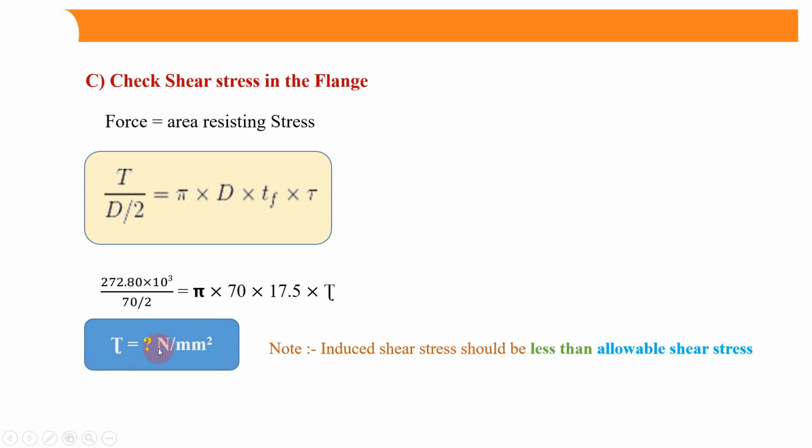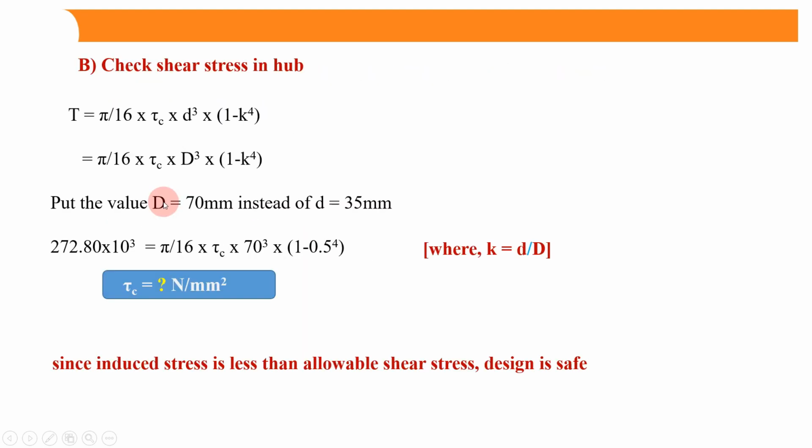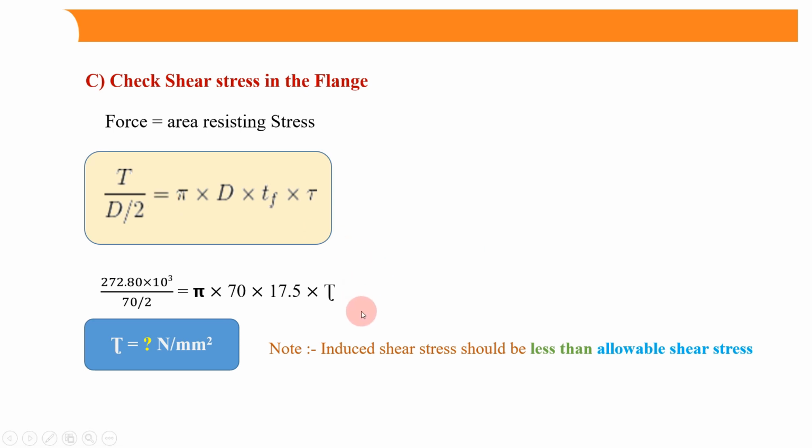Because flanges are made up of cast iron, and we are checking the stress in the flange, you need to compare it with 10 Newton per mm square, because shear stress for cast iron is given as 10 Newton per mm square. This is the allowable shear stress, and according to the safe design condition, induced shear stress should be less than allowable shear stress.